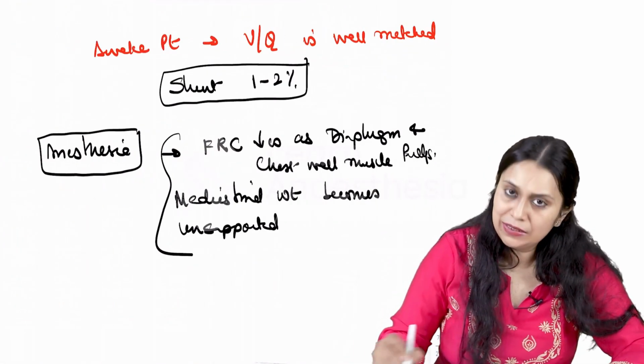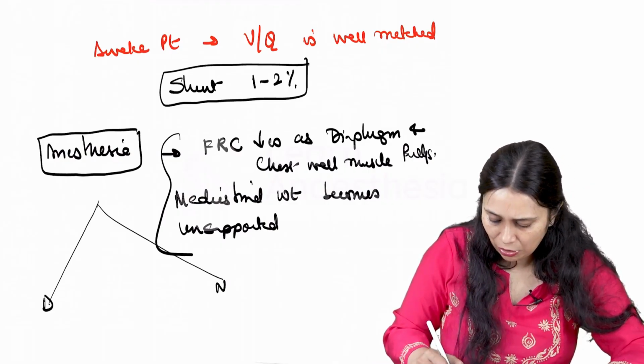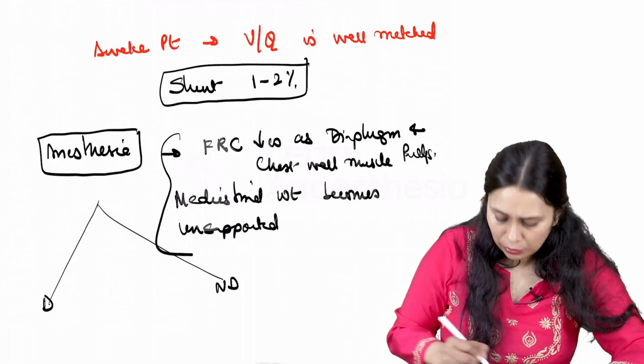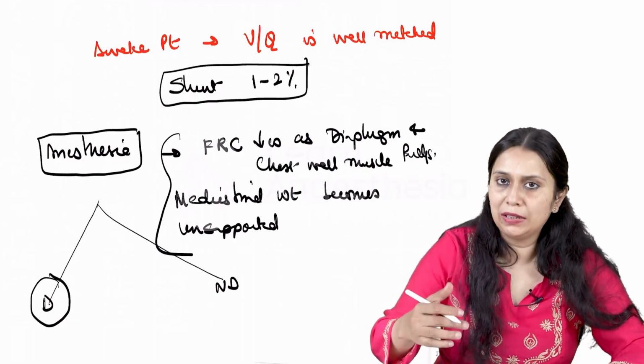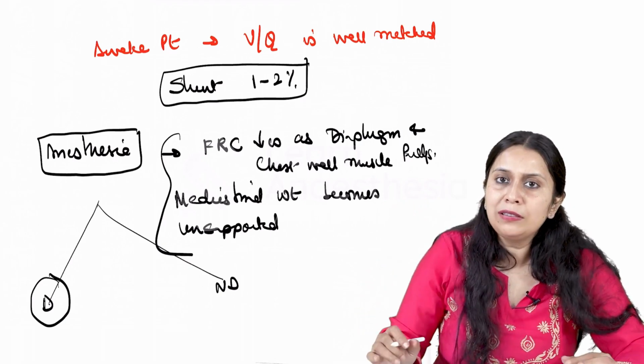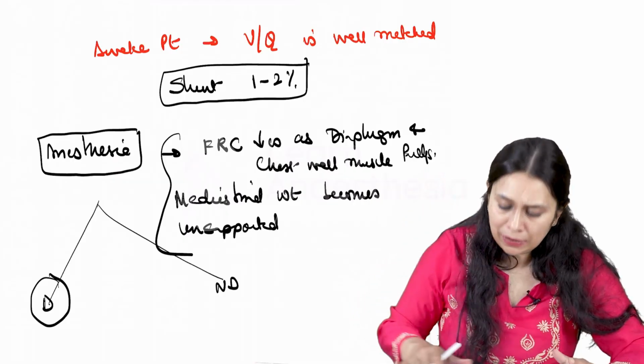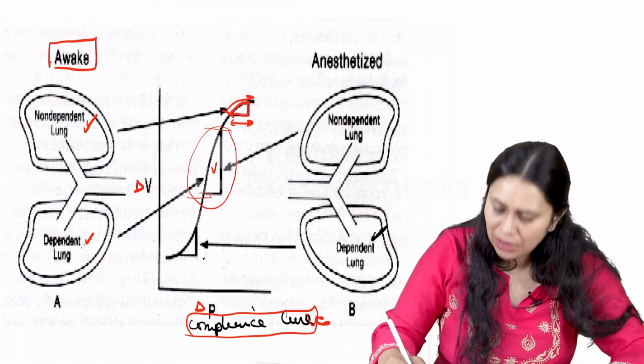Under anesthesia, again if I divide the lung into dependent and non-dependent part, the dependent part of the lung changes its position on the lung compliance curve from, let's say, from the, this is the dependent part.